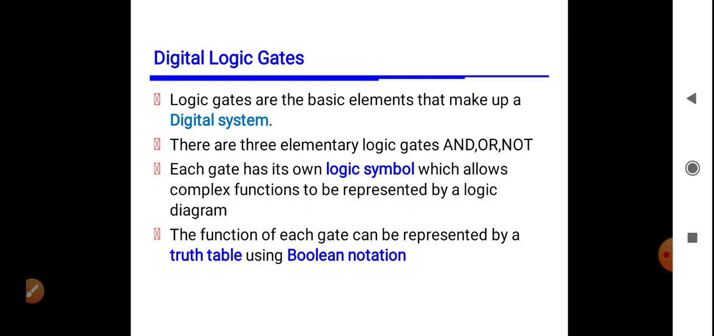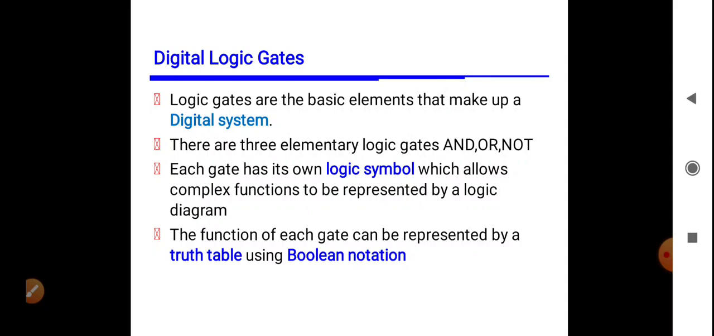The basic building block in digital system design is a logic gate. This is the basic building block which is used to design any digital system. A logic gate is a basic element used in a digital system. Basically, these logic gates perform three different elementary operations, which means the basic operations of a logic gate are AND gate, OR gate and NOT gate.